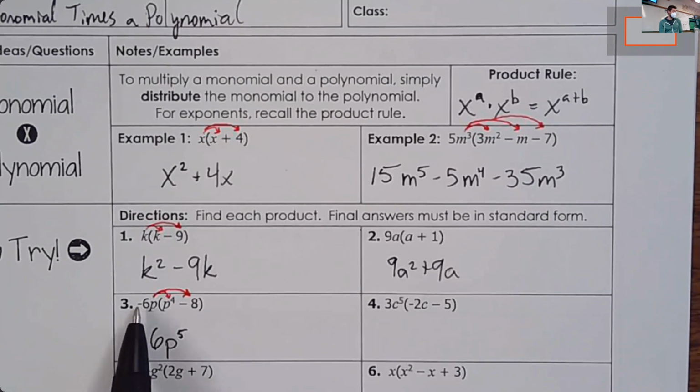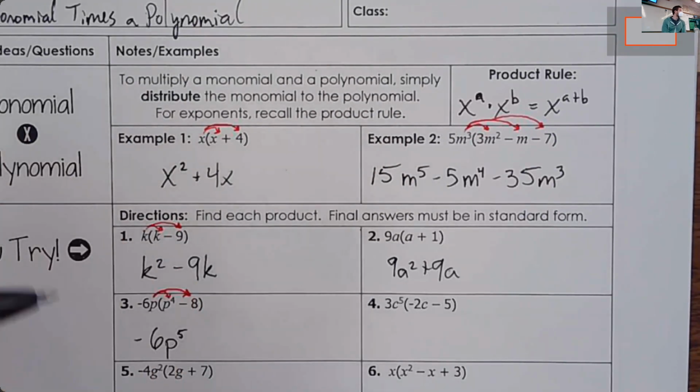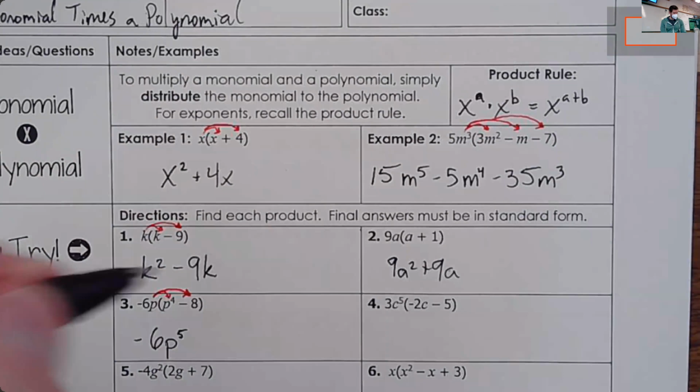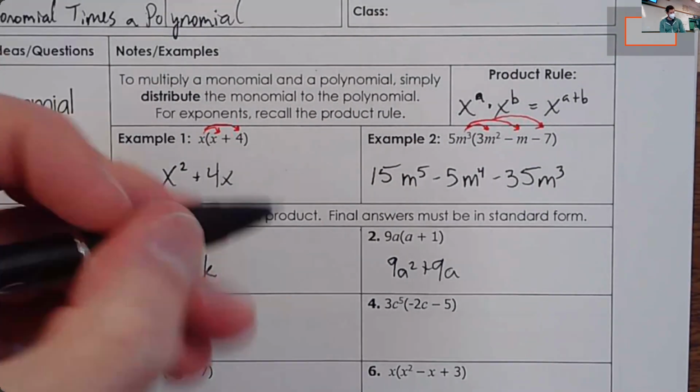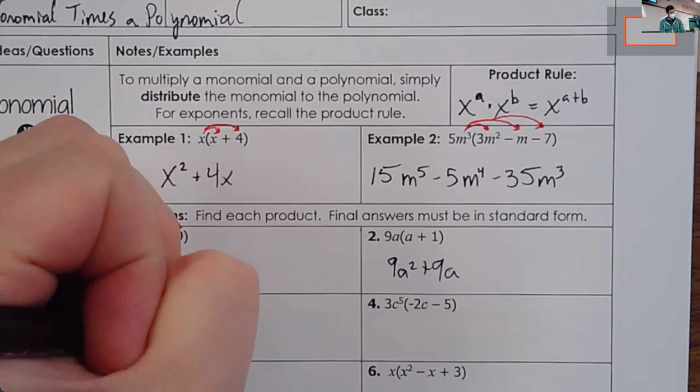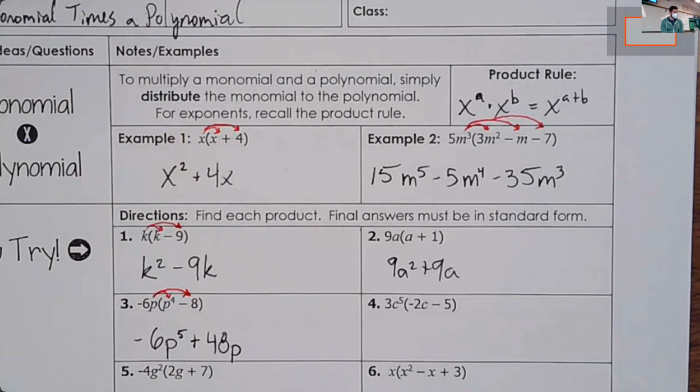So negative 6 times negative 8. It would be a positive, so plus. And I think you need to add 6 more. 48, yeah. So plus 48p, just p, plus 48p. So negative 6p to the 5th plus 48p on that one there.